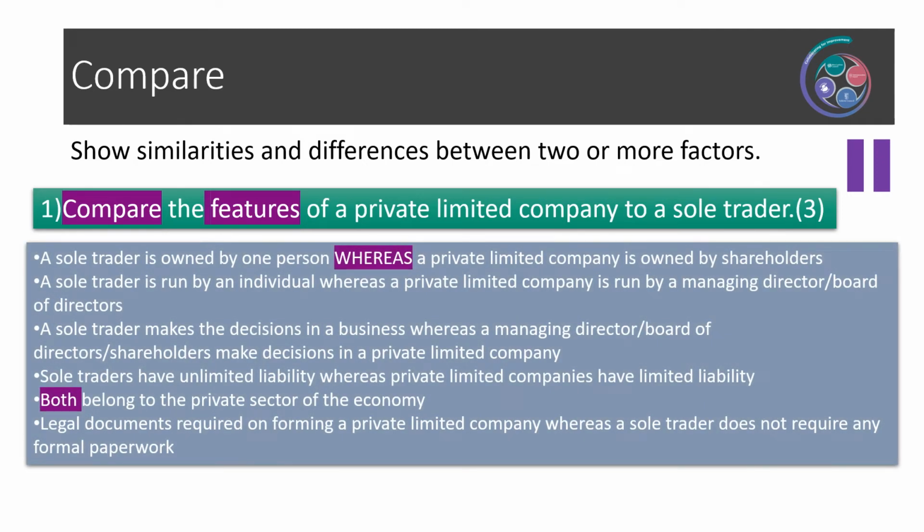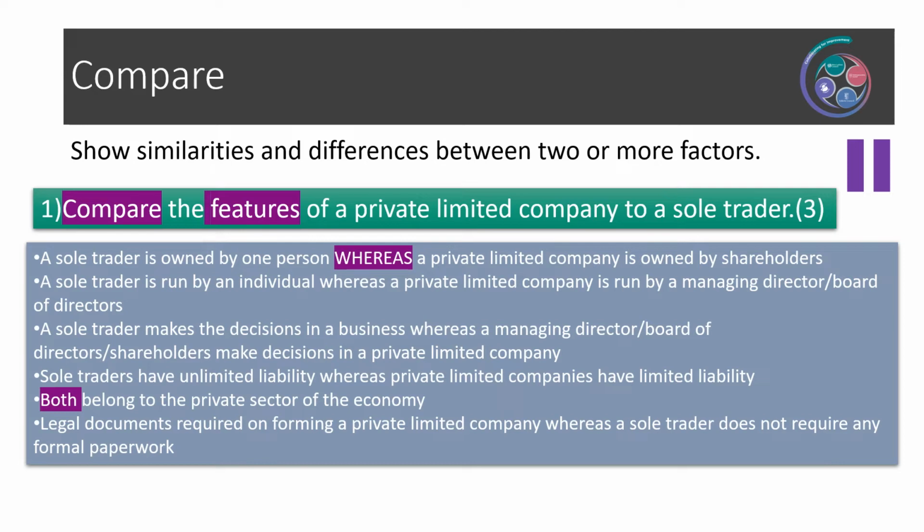Okay, so a sole trader is owned by one person. That is your part A, whereas a private limited company is owned by shareholders. Now, without that, you can't get the mark. So your part A would be your sole trader, whereas this is your second part.